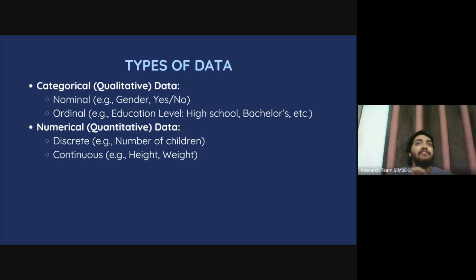You cannot have a fractional or decimal number of children, or it can be continuous, like height, weight, and so on. Okay, so these are the types of data which you need to know and understand carefully while choosing a statistical test.